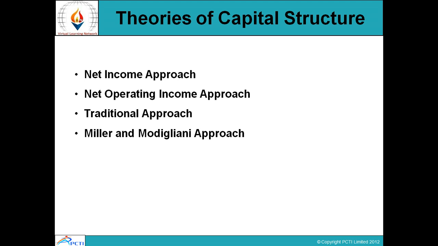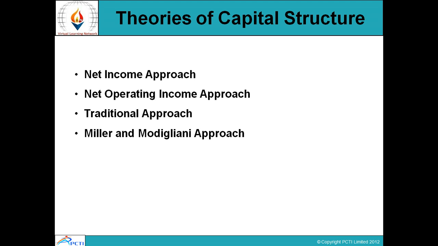The first theory is called the net income approach. When I say net income approach, what is the meaning of net income? The income after paying all taxes and liabilities. Actual profit after taking out all the expenses is called net income. So what is the net income approach? This theory talks about something related to net income.